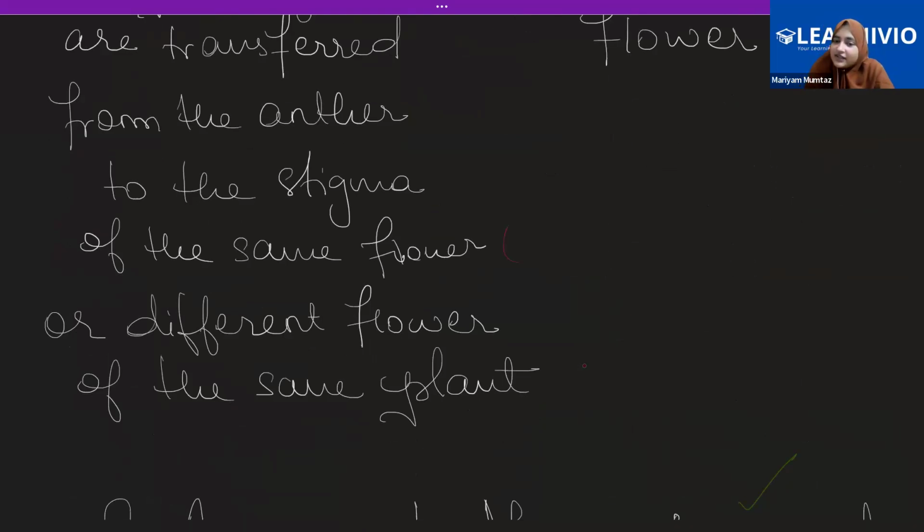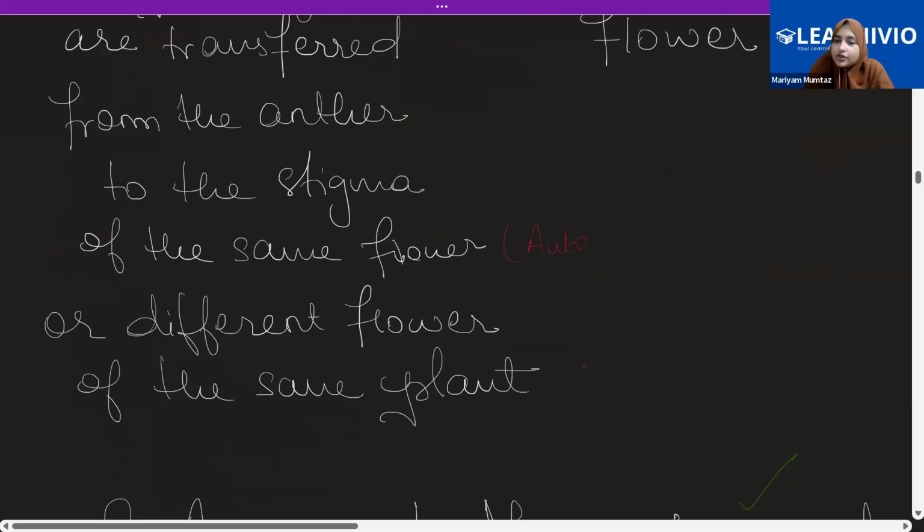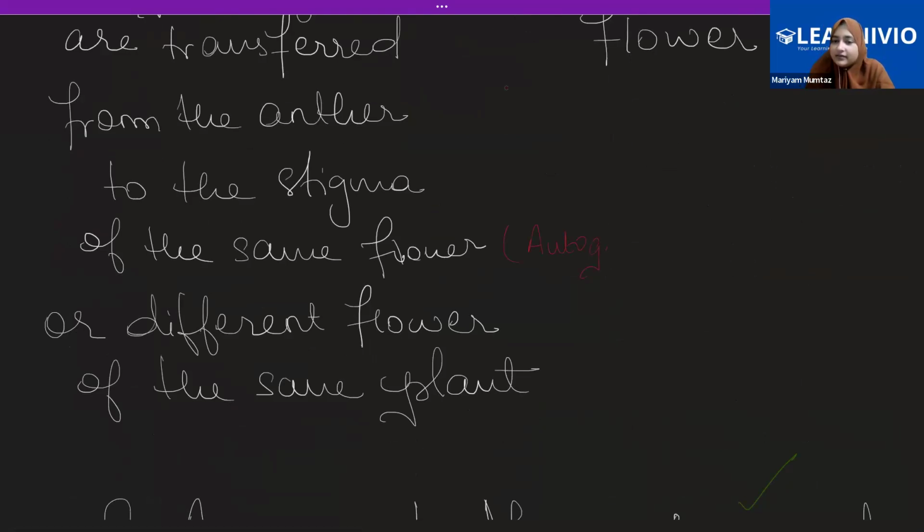When it is the case of the same flower, we call it autogamy. And when it is a different flower but the plant is the same, we call it geitonogamy. So here, now tell me one thing, students. If the flower is different and the plant is the same, do you think there will be any change in the genetics of the plant or the genetics of the pollen?